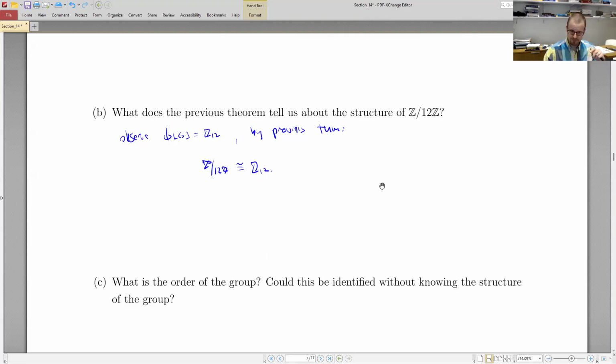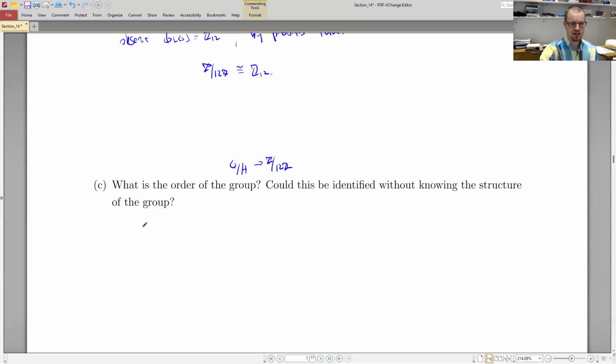This is good. All right. What is the order of the group, right? So what group are we talking about? We're talking about G mod H. So we're talking about Z mod 12Z in this case. So what is the order of the group?